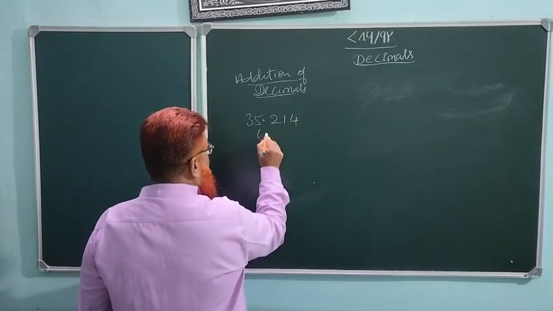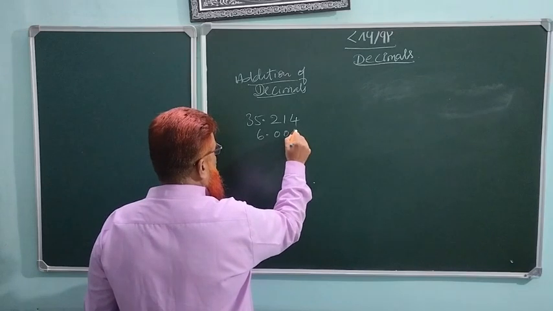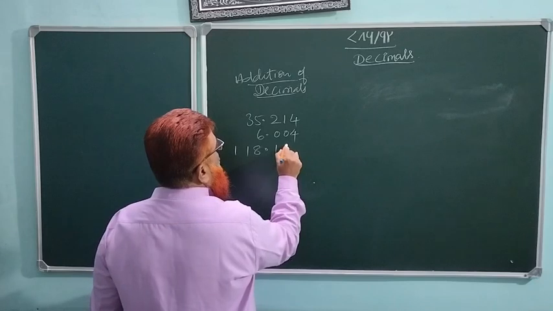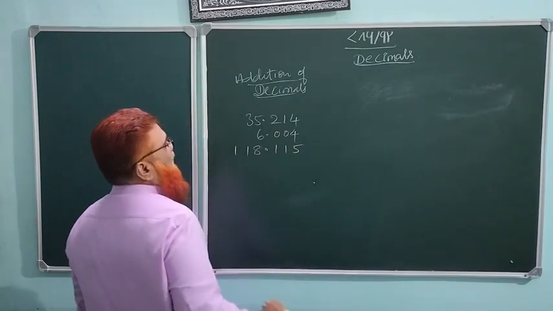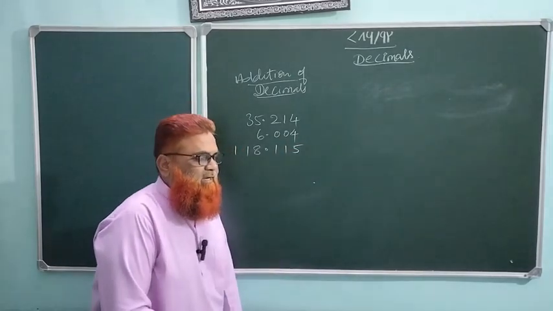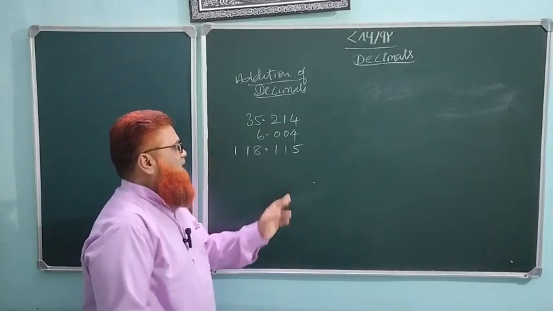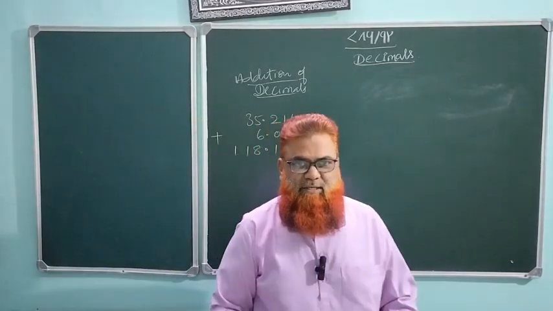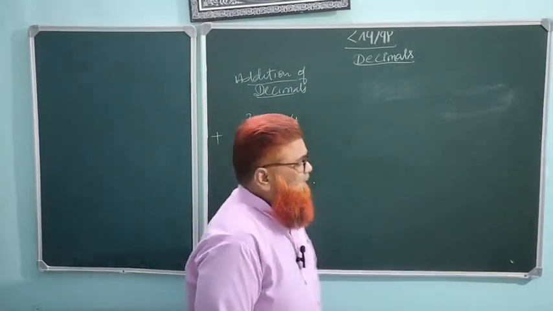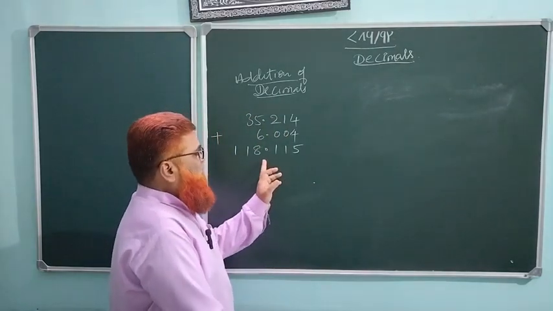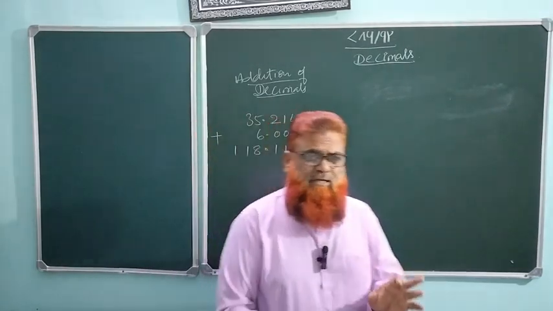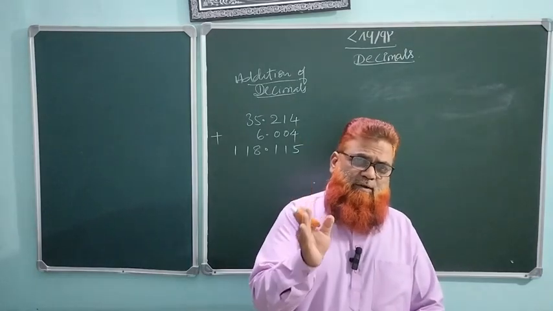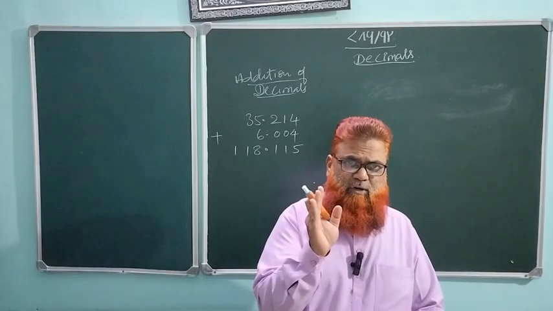35.214, 6.004 and 118.115. These are the decimal numbers I have written, and the operation to be carried out is addition. Remember that when we write decimals for addition, subtraction, multiplication or division, they should be arranged according to their places. Very important.